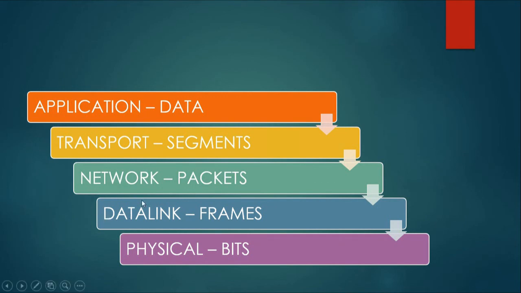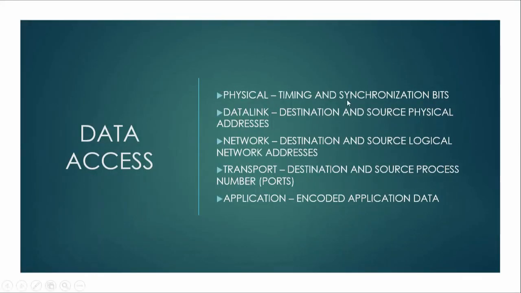Your MAC address is assigned in the data link layer, and your IP address is assigned in the network layer. Transport layer is used to carry the information. Here you can see that physical has timing and synchronization bits, data link has destination and source physical address, which means the MAC address, and network has destination and source logical address, that is the IP address, and transport has destination and source process numbers, ports. So transport is for ports, and application is encoded application data, just the data.